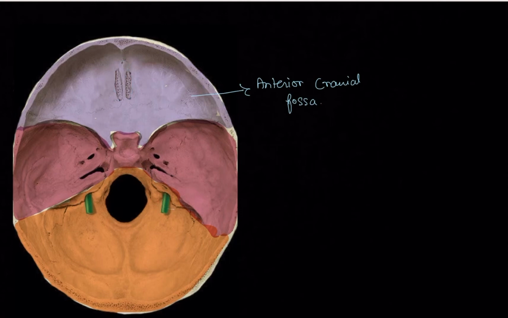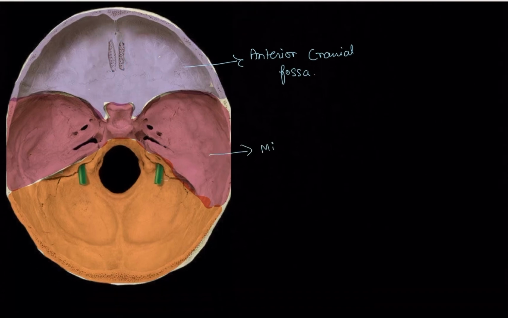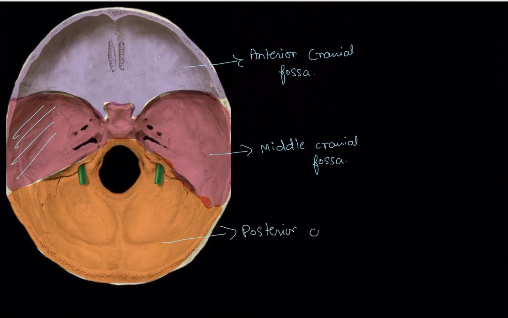Understood? Then this pink color part is the middle cranial fossa. It is situated in the middle, hence the middle cranial fossa, comprising the sphenoid bone, the butterfly-shaped bone. This lateral part is the temporal bone, comprising the temporal lobes, fine? And then you have this at the posterior part, the posterior cranial fossa. This consists of your brainstem. What was brainstem? Midbrain, pons, and medulla oblongata.